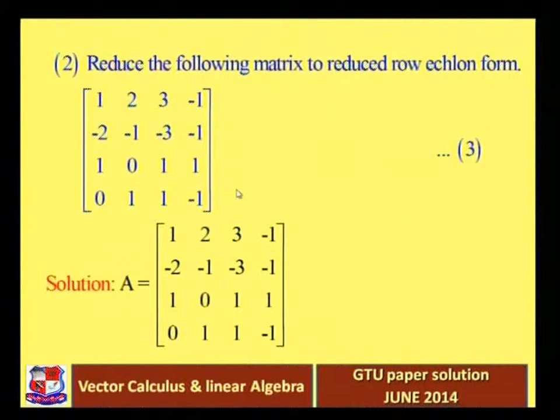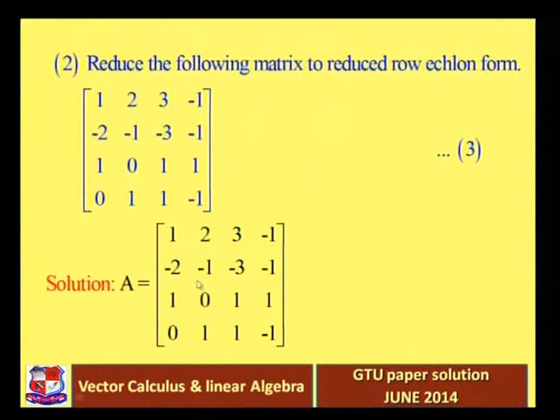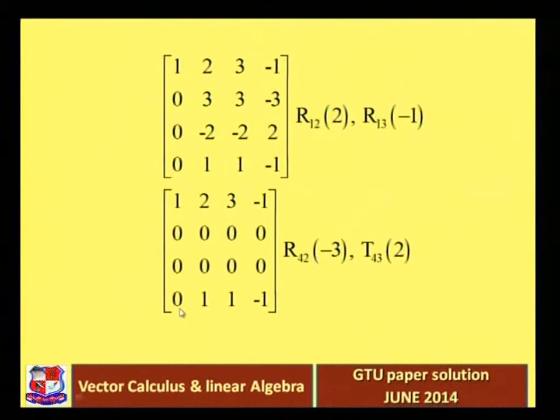Next question, question 2, second part. Reduce the following matrix to reduced row echelon form. Here we have a 4 cross 4 matrix, and this question was asked for 3 marks. As I told you before, this is how to convert a matrix into reduced row echelon form. This is our matrix A. We multiply the first row by 2 and add into the second row, and multiply the first row by minus 1 and add into the third row.